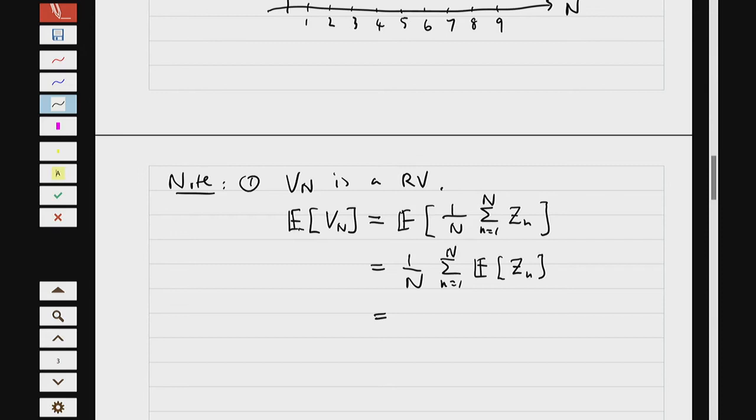That's the property of this Bernoulli random variable. It's mu, and then mu times n divided by n, basically. So therefore, it's equal to mu. What does this say? The expected value of your estimation, Vn, which is an estimate for mu, is actually equal to mu. Is this good or bad, or doesn't it matter?